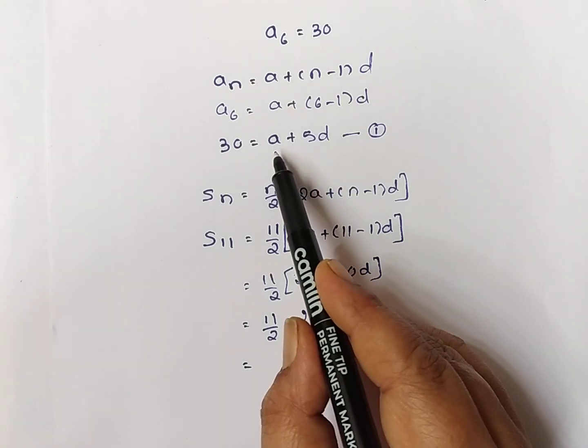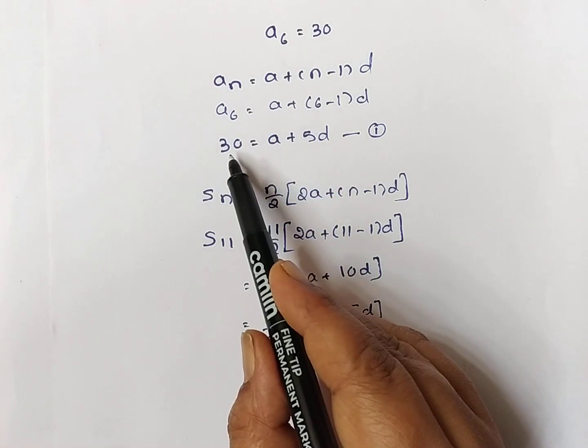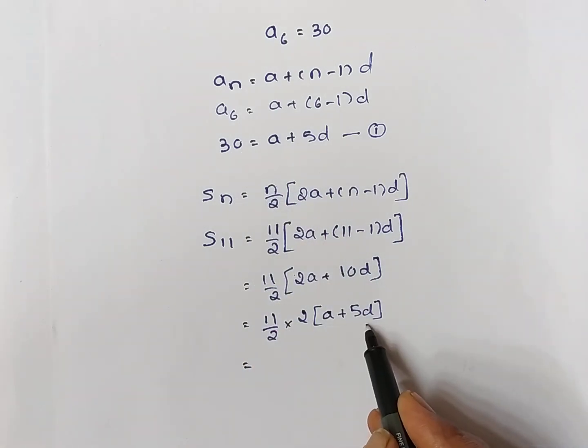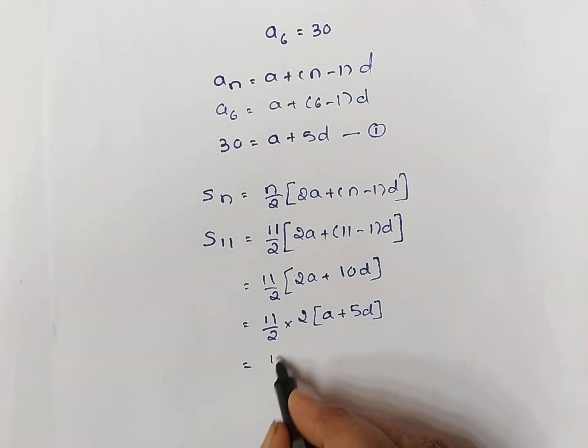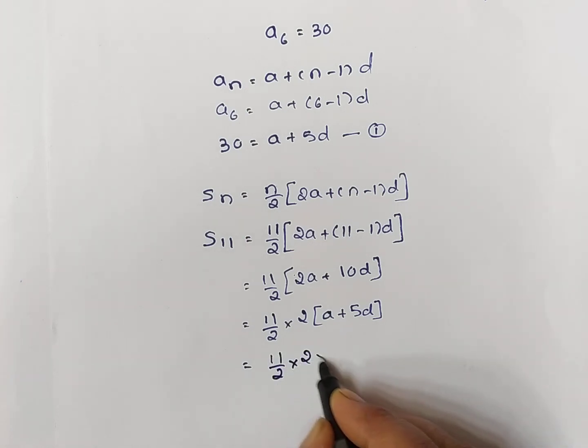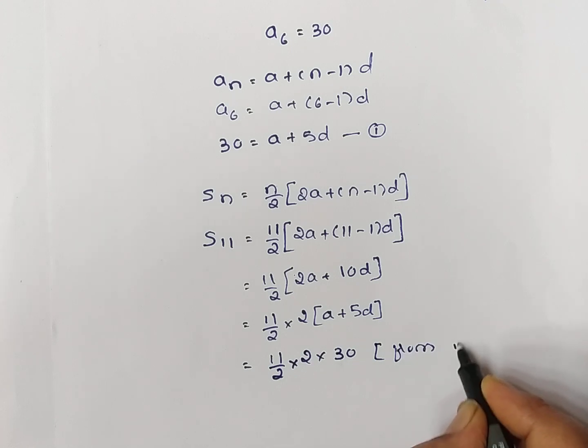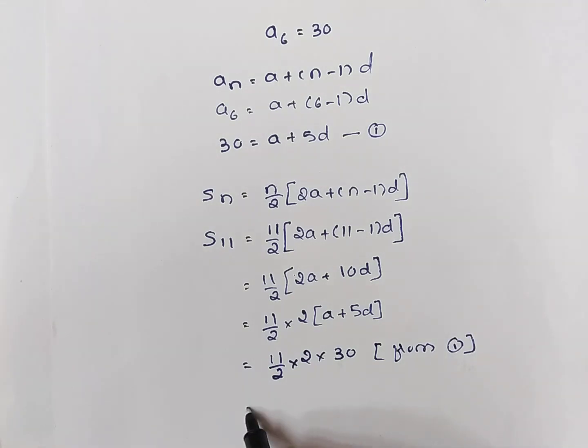But from equation 1, a plus 5d equals 30, so we put the value here. That is 11 by 2 into 2 into 30, because of equation 1. That is 11 into 30, which is 330. This is the sum of 11 terms.